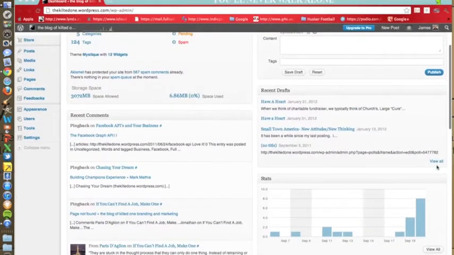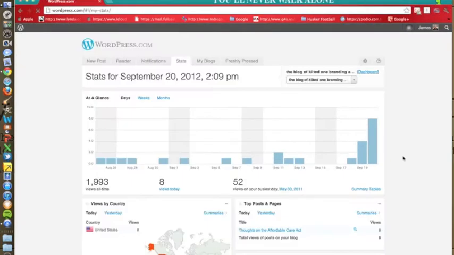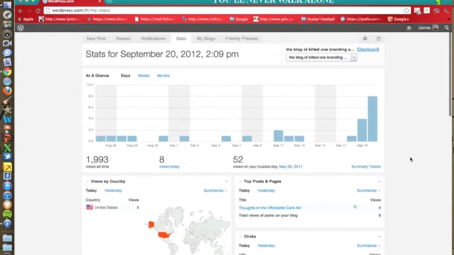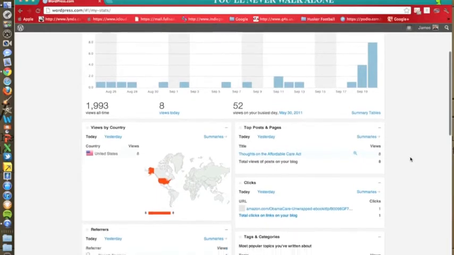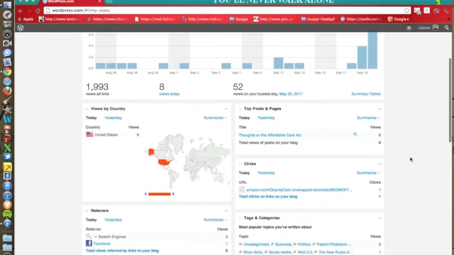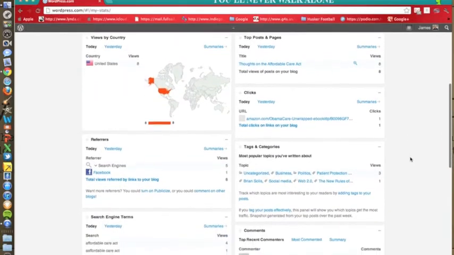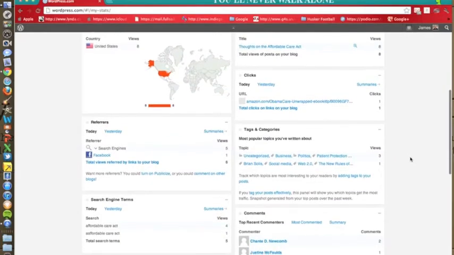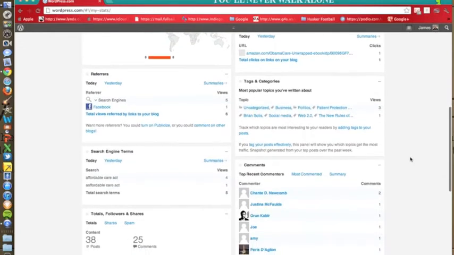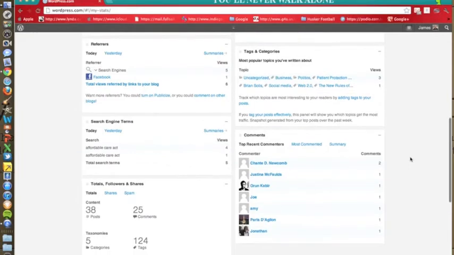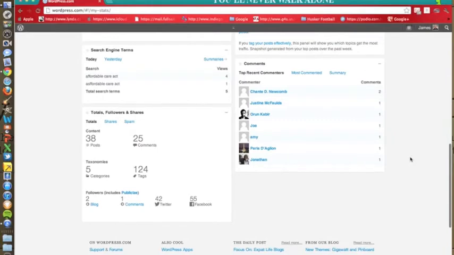What we want to do now is go to the View All in that stats box, and let's take a look at the numbers. As we can see, we've got a lot of different readouts here, from our daily, weekly, and monthly to where they're viewed in each country, top posts, how many clicks occurred, especially with our links that we include in our blogs, reference points, where they refer to our blog through Facebook, Twitter, or StumbleUpon, what kind of tags we have, what search engine terms are being used, our total followers, and who are top commenters.